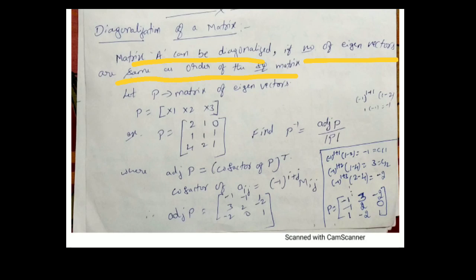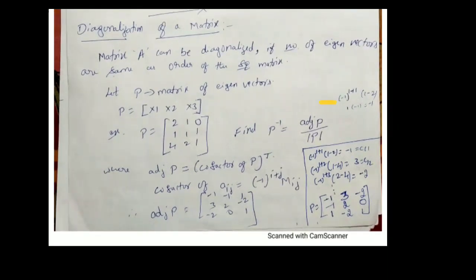Let us assume P as a matrix of eigenvectors, which can be written as P is equal to x1, x2, x3. For example, we are going to assume x1 as 2, 1, 4, x2 as 1, 1, 2, and x3 as 0, 1, 1. Using this P, P inverse can be obtained using the equation adjoint P by determinant of P. The adjoint P can be obtained as the transpose of the cofactor matrix of P.